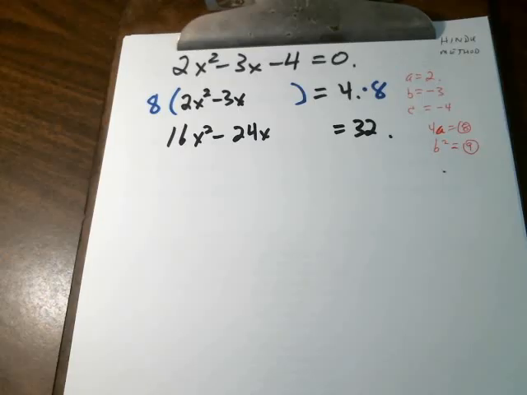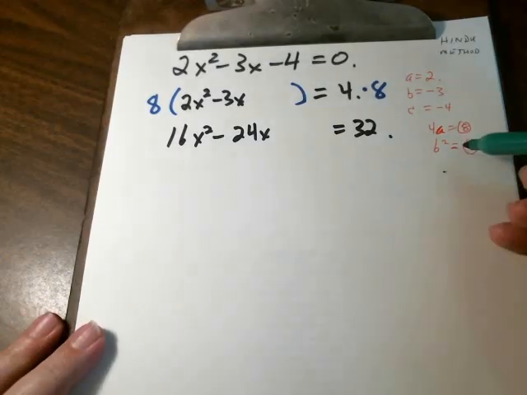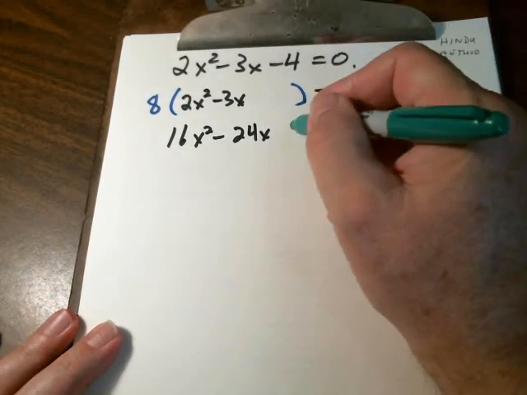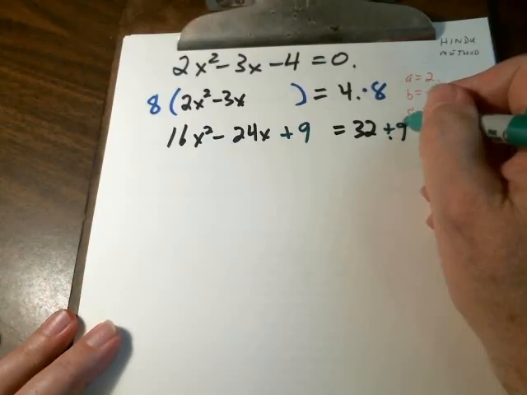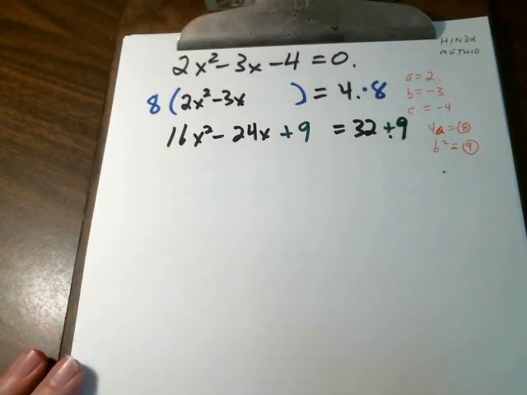The following step is to add b squared to both sides. B squared we calculated as 9. So in green I will add 9 to both sides. That's a 9.